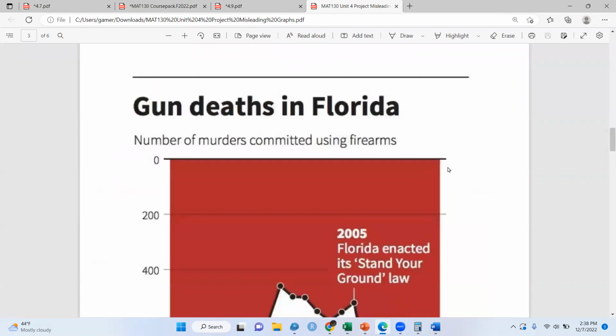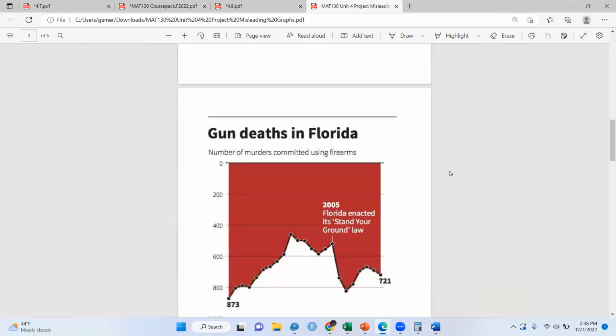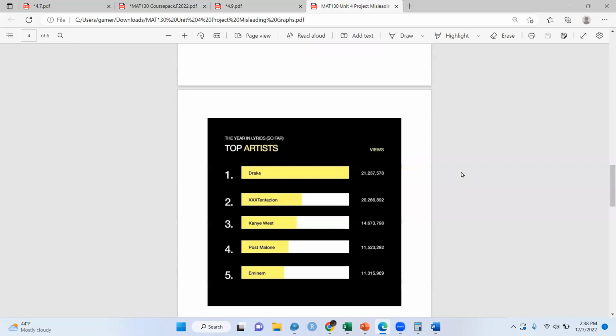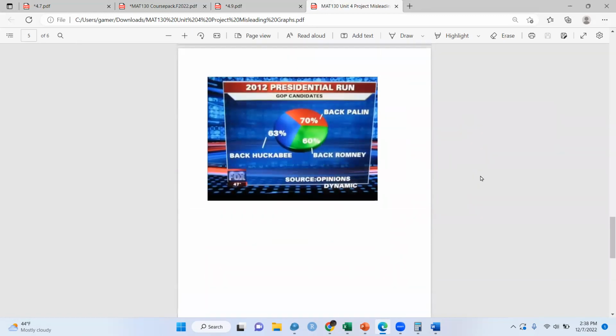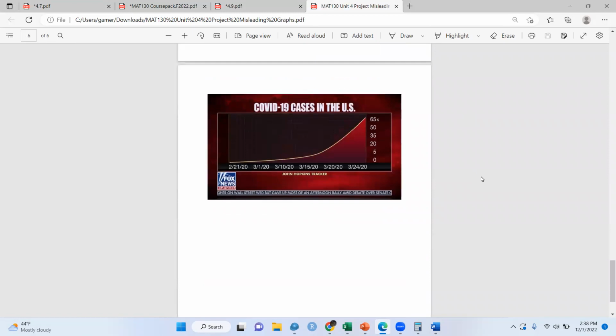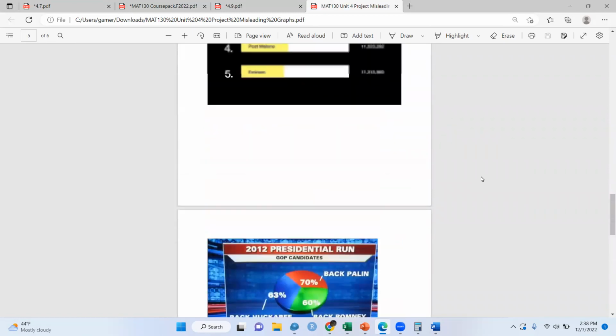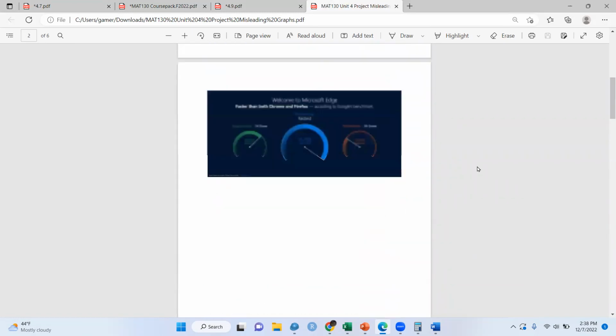There's this graph. This one, or this one, or this one. Okay. Any one of these graphs you can pick.